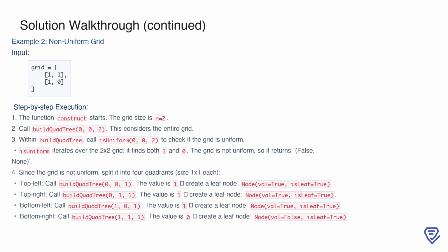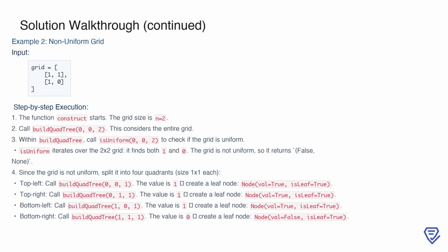The function construct starts, and we call buildQuadTree with the entire grid. IsUniform checks if all values are the same by iterating through the grid and finds both 1 and 0. Since the values are mixed, isUniform returns false. This prompts us to divide the grid into 4 smaller quadrants, each 1 by 1 in size.